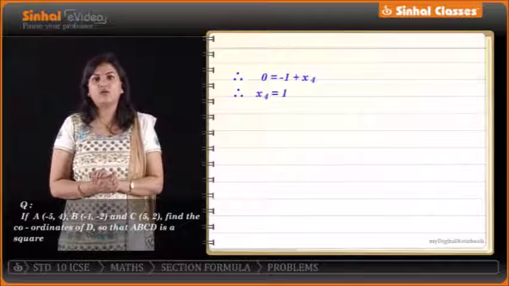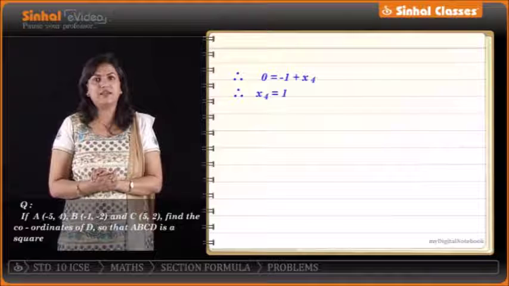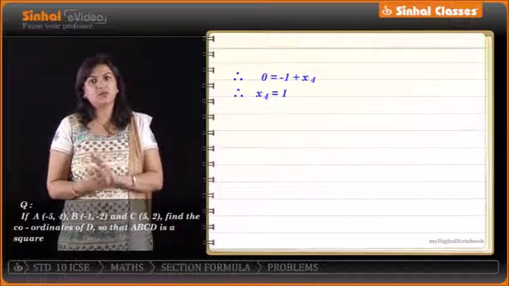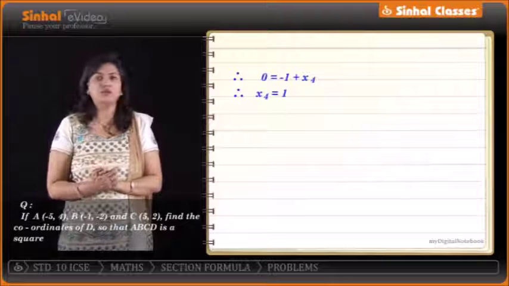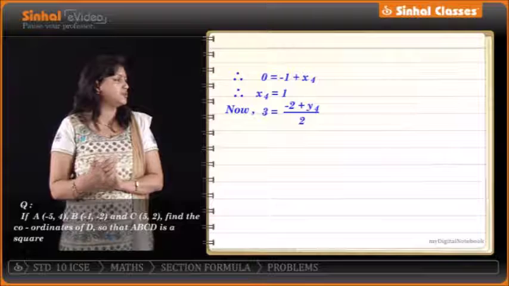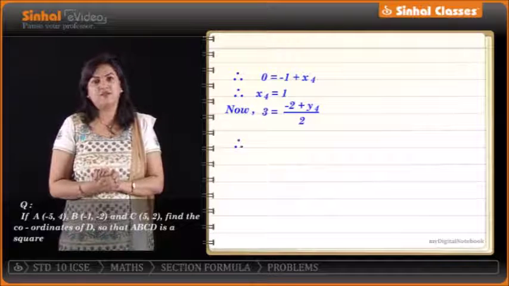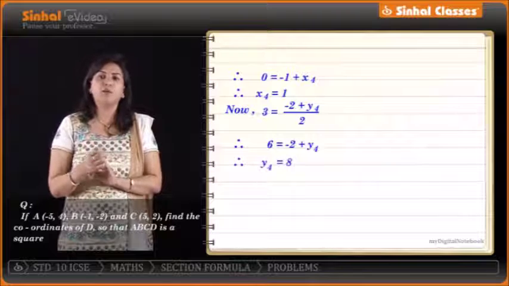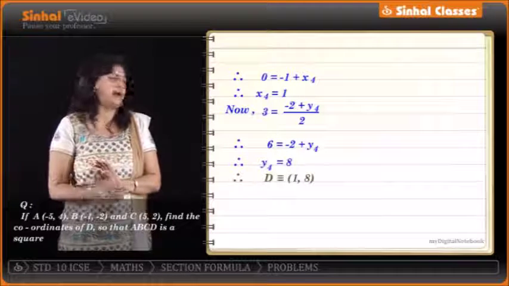Now to find the y coordinate, we'll do the same thing. We have 3 is equal to minus 2 plus y4 upon 2. Cross multiply. We have 6 is equal to minus 2 plus y4. So we get y4 is equal to 8. So the point D will have coordinates 1, 8.